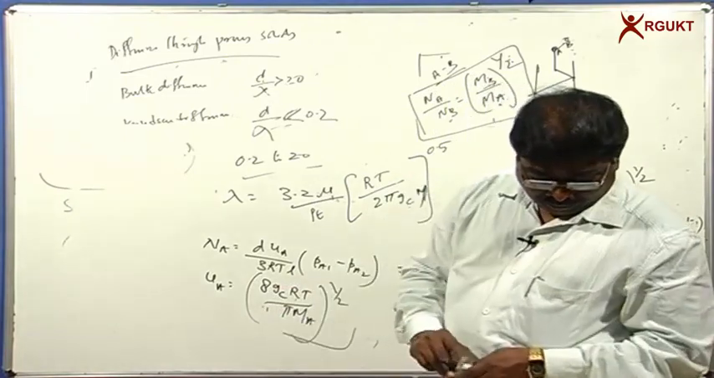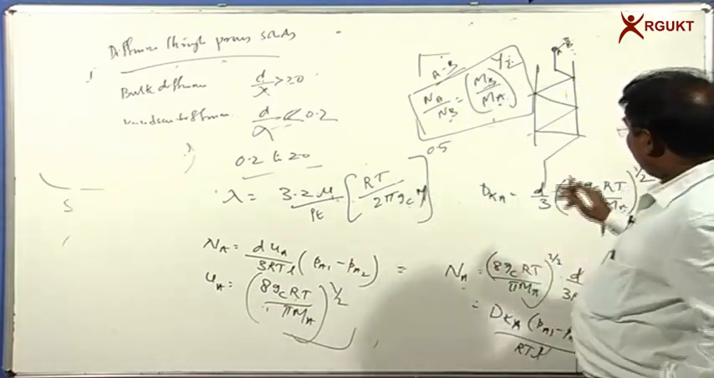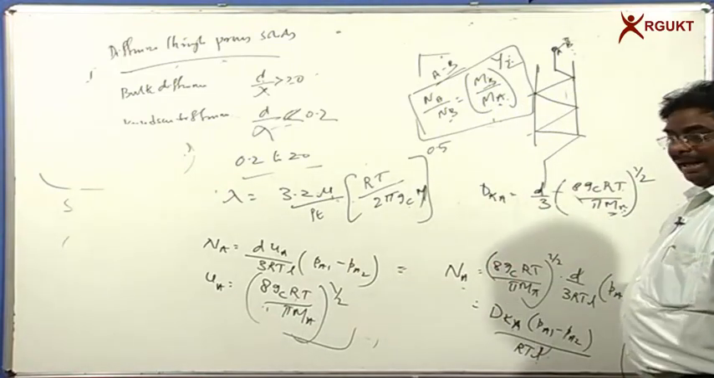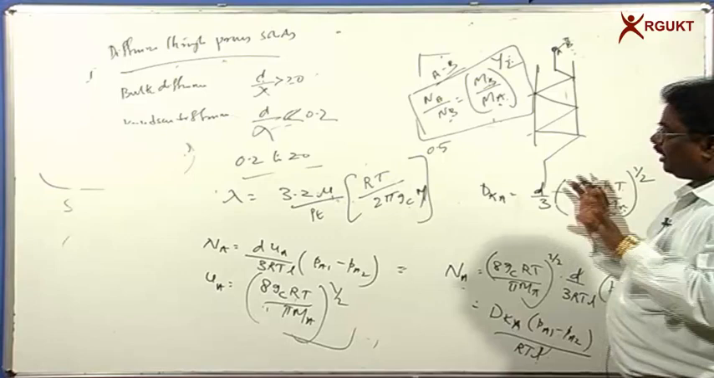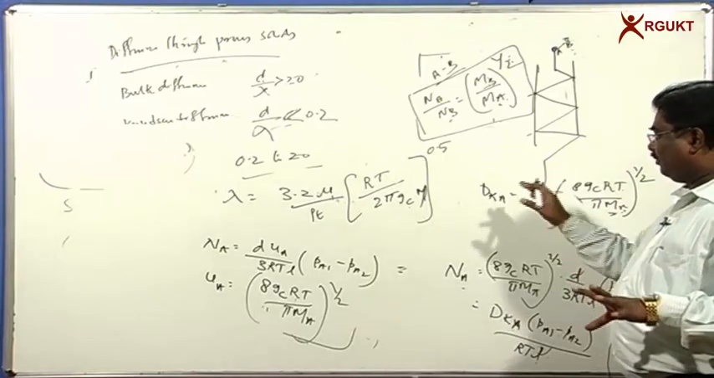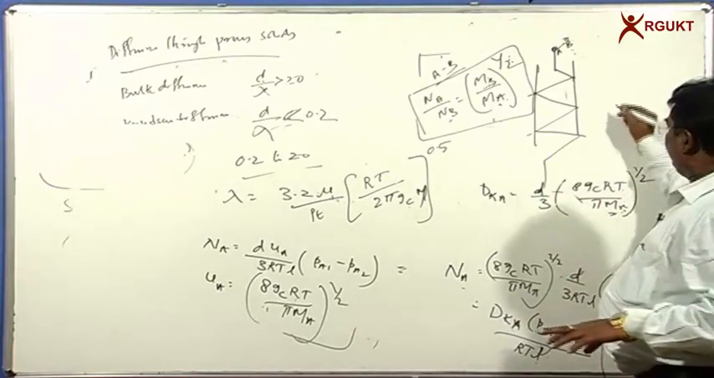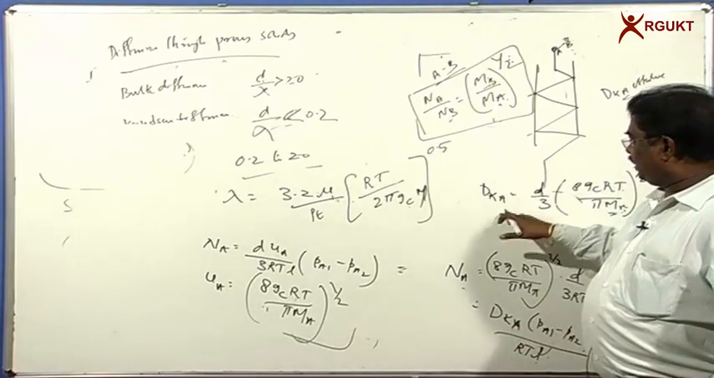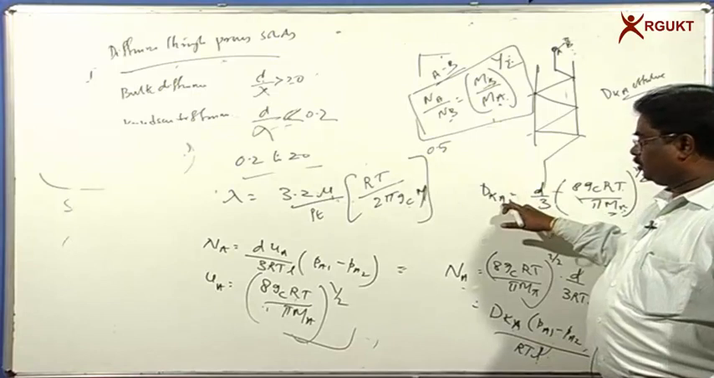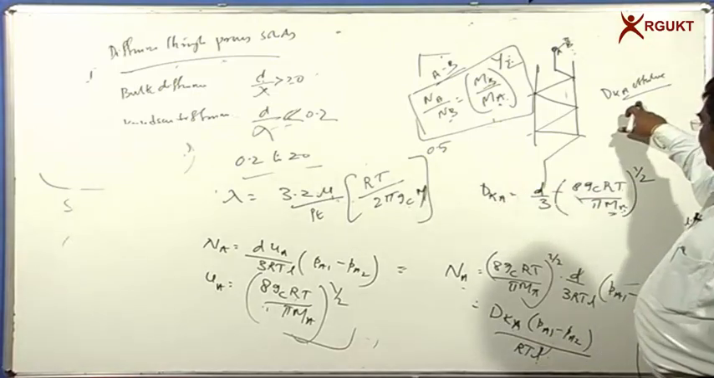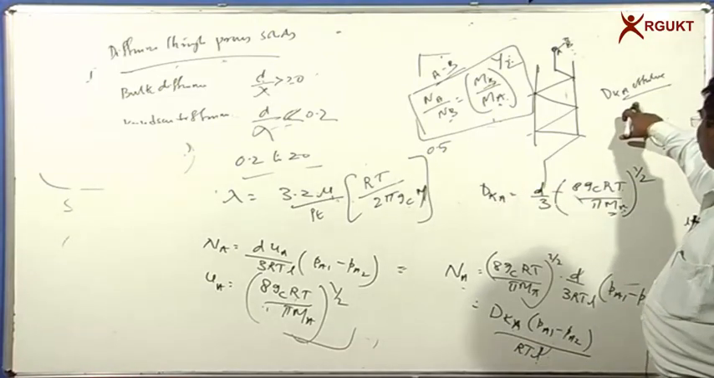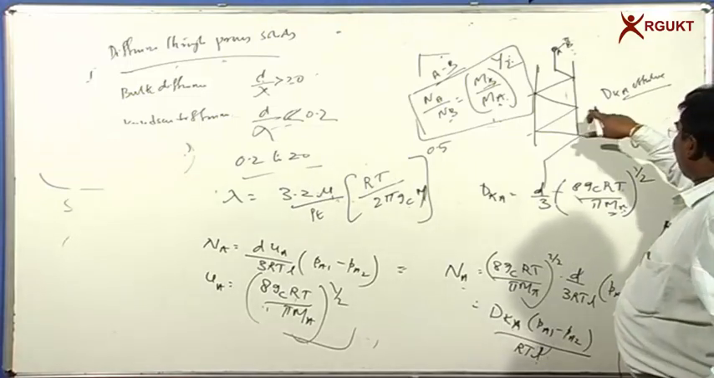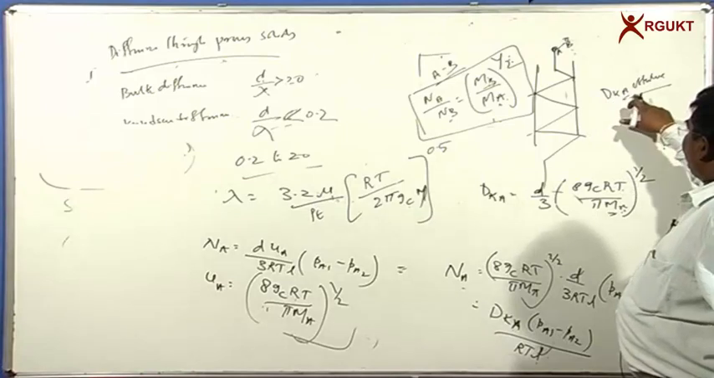And one more important thing: if the pores are straight pores, straight away we can say it is DKA, the Knudsen diffusion coefficient. But as we discussed already, the pores here are not straight, and we cannot use DKA. We are going to use DKA effective. Do you understand? If the pores are not straight, the fluxes are a little lower than the actual fluxes we have calculated, so we write DKA effective.